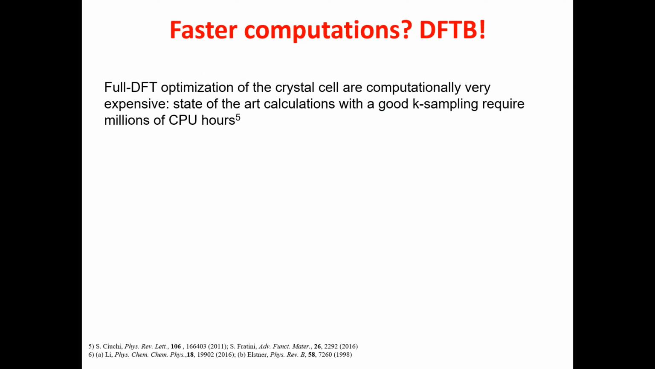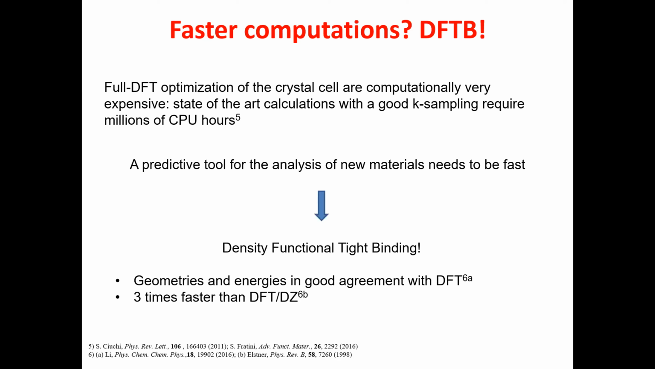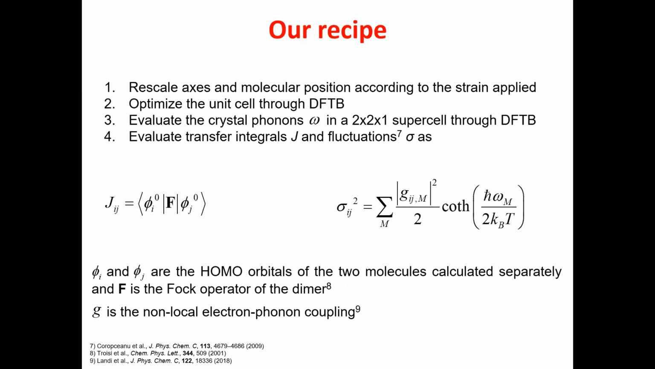So, in order to develop a method that can be used as a predictive tool for the analysis of new materials, we have tried to lower the computational burden by resorting to the density functional tight binding method, DFTB, which has demonstrated to lead to geometries and energies in good agreement with DFT methods at much lower cost, as Marcus told earlier. So, what is our method?